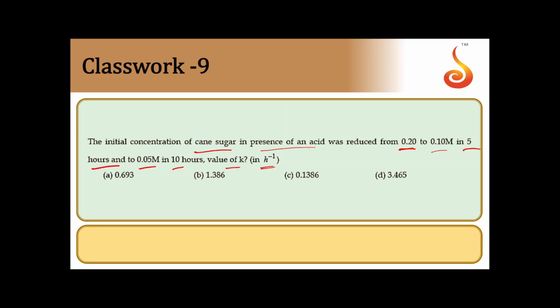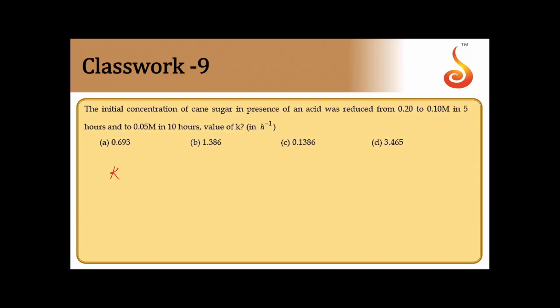So 0.2 became 0.1, nothing but half of it, in 5 hours. So 5 can be taken as the half-life. Therefore the value of K is equal to 0.693 by half-life. Half-life is 5 hours, which comes to 0.1386. So 0.1386 is option C.